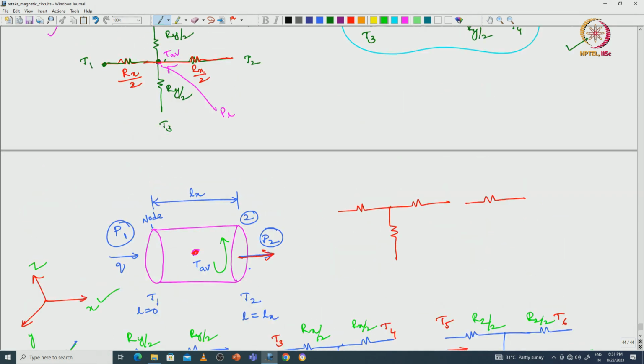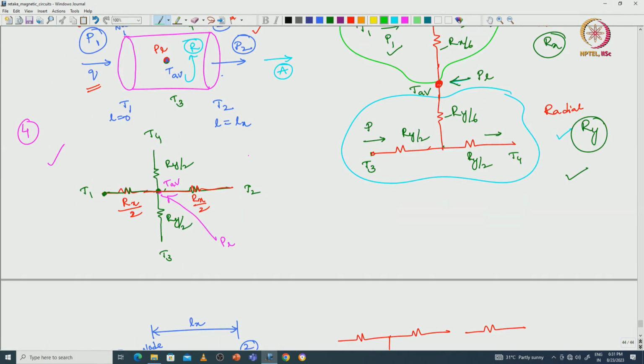So with this I am concluding this lecture. In this lecture we have discussed the basic equations to find the temperature at different parts of the machine and basic building blocks to realize the equivalent circuit of an electrical machine. Equivalent circuit means thermal equivalent circuit.